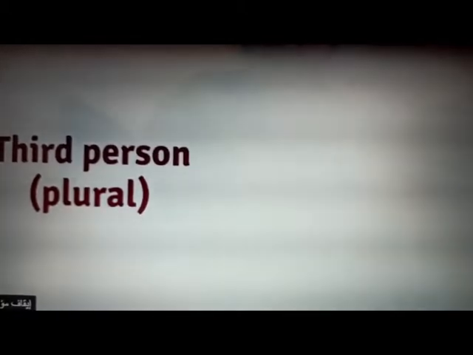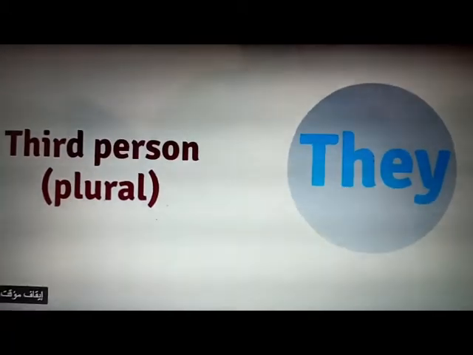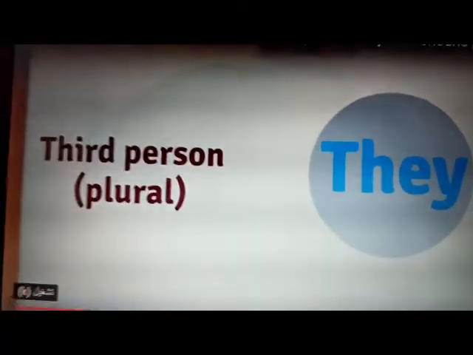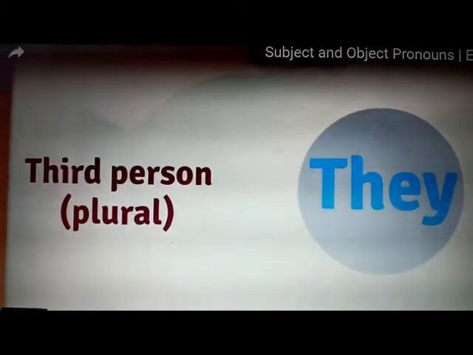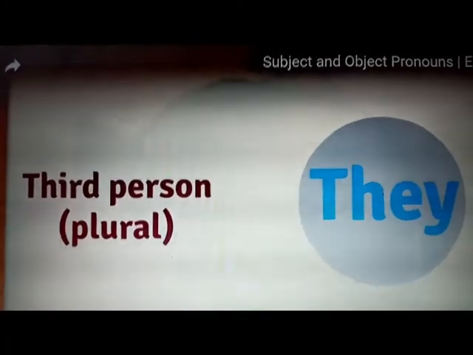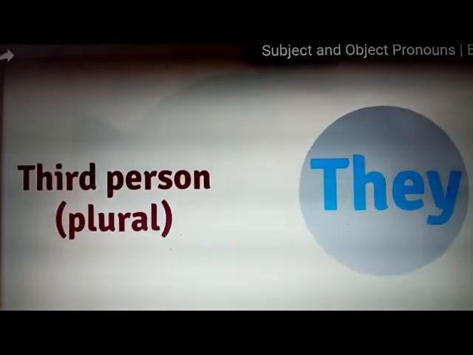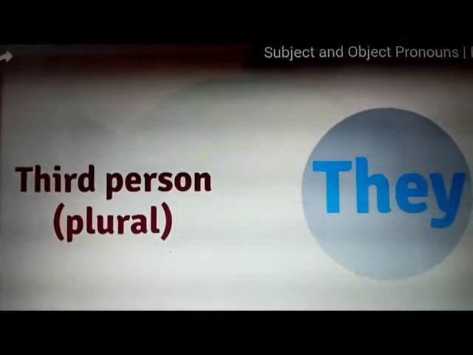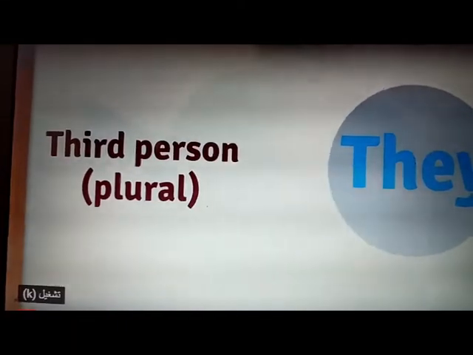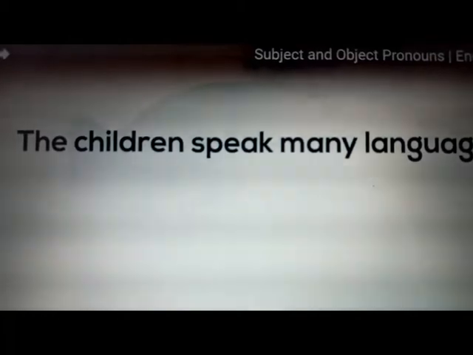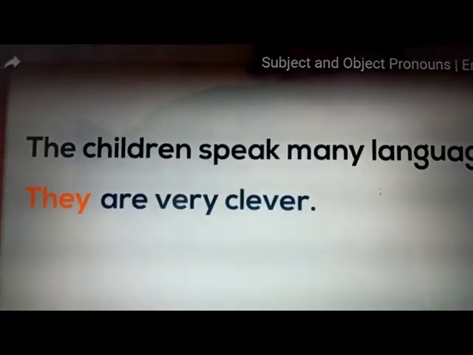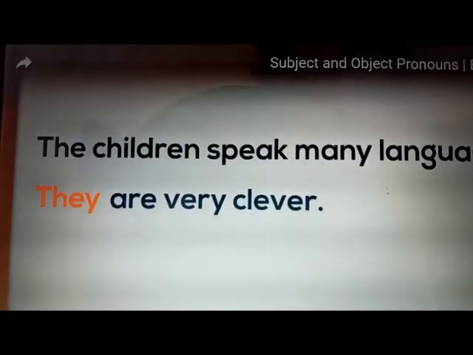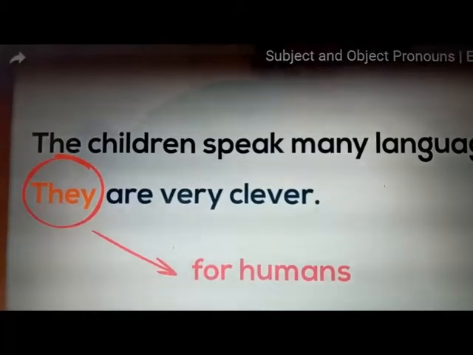And the third person plural pronoun is they. Do you know, grade 2, that we can use they for living and non-living? How, teacher? Yeah, if we have a group of people, we will use they. Also, if we have a group of animals, we will use they also. Let's see. The children speak many languages, so they are very clever. Yeah, we use they for humans.